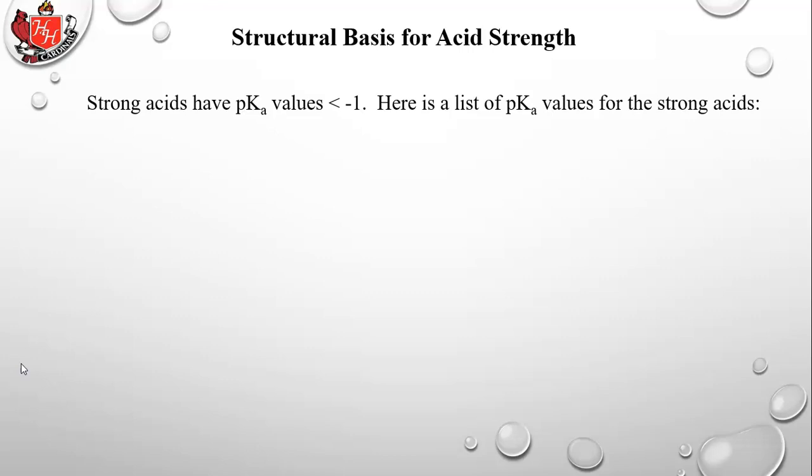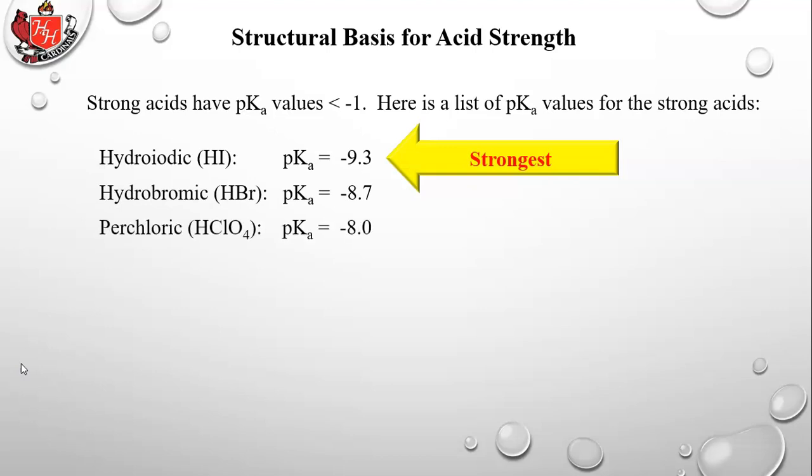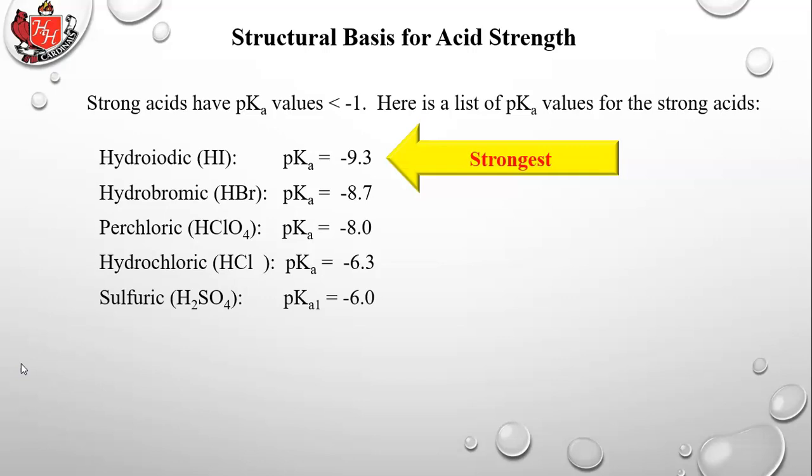Here's a list of the pKa values for these strong acids. So hydroiodic acid is the strongest of all the acids. It has a pKa of -9.3. Hydrobromic acid, pKa of -8.7. Perchloric acid has a pKa of -8. Hydrochloric acid, pKa of -6.3. Sulfuric acid, a pKa1 of -6. We'll explain the 1 in that designation there.